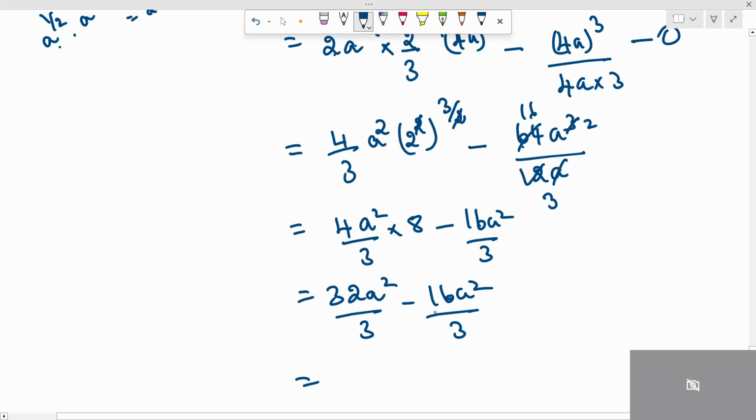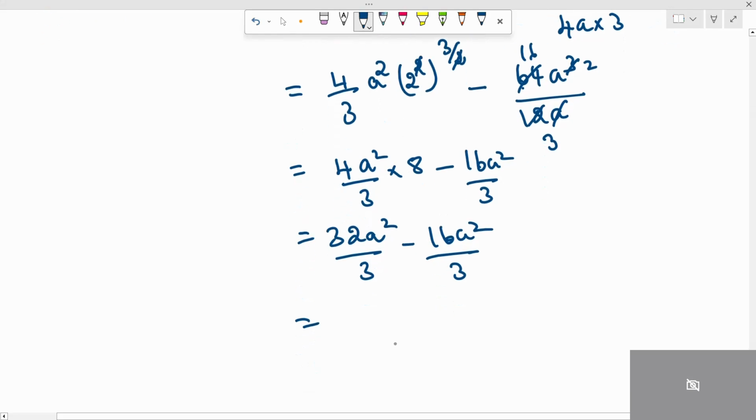If we subtract from this to this term, 16 a square by 3. Okay, here the denominator values are same, we can subtract the numerator term. Here minus sign is here, subtract from this to this term, we are getting 16 a square by 3. This is the correct answer. That's all.